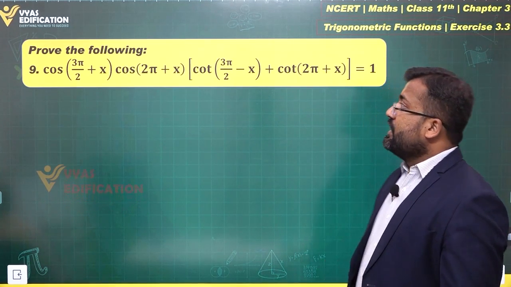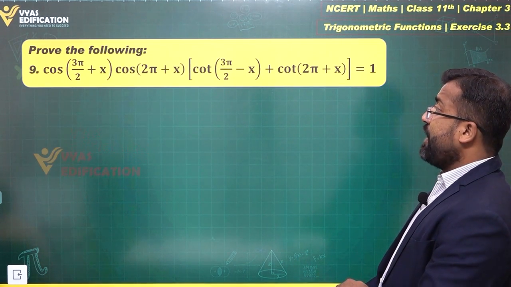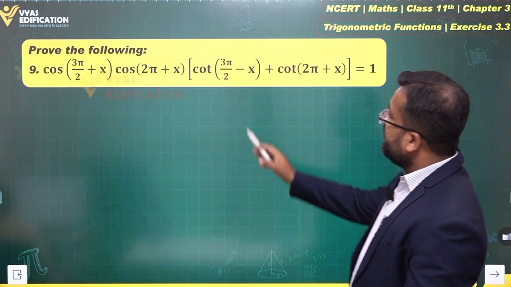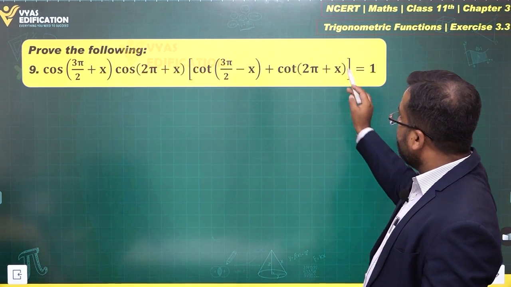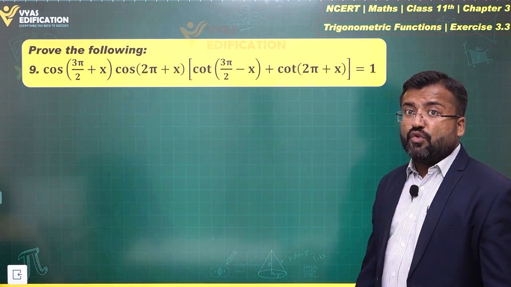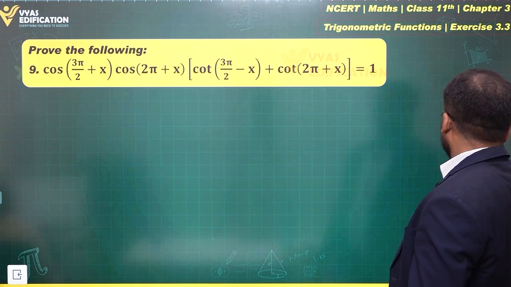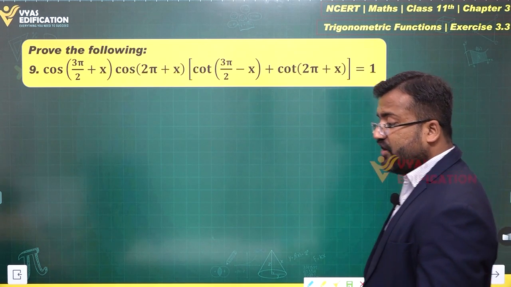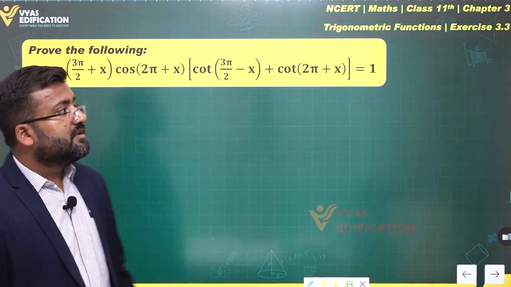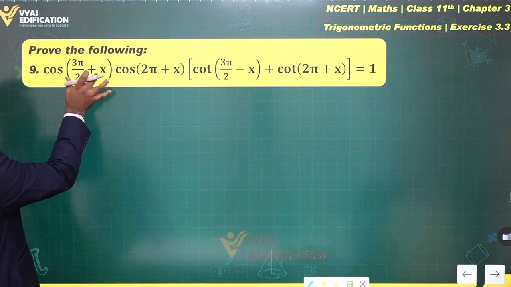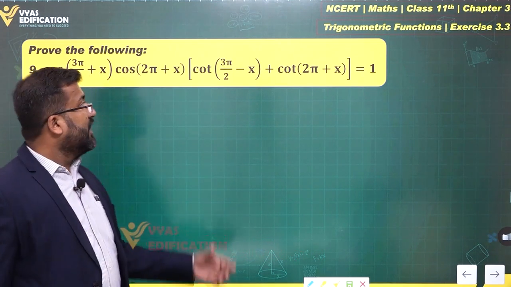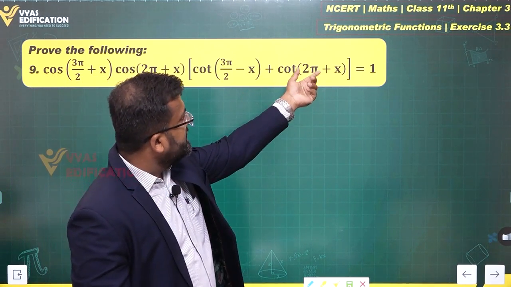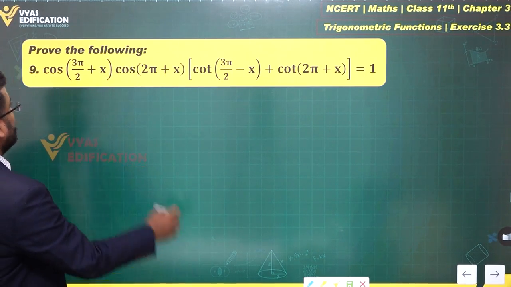Let us take a look at this question. Cos of 3 pi by 2 plus x, cos of 2 pi plus x times a huge bracket. What does that bracket have? Cot of 3 pi by 2 minus x, cot of 2 pi plus x, and that product is equal to 1. This is what is being asked. So for proving this, once again, we need concepts of allied angles. What is cos of 3 pi by 2 plus x equal to? That is something which you require. Cos of 2 pi plus x is pretty simple. Cot 3 pi by 2 minus x and cot 2 pi plus x, which is once again very simple. So let's begin with the LHS.